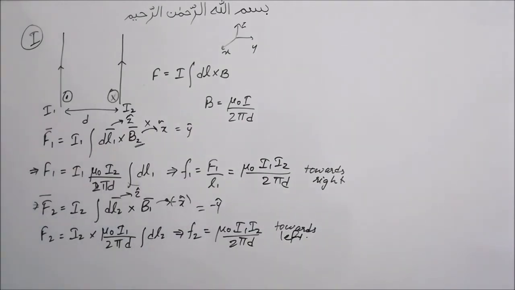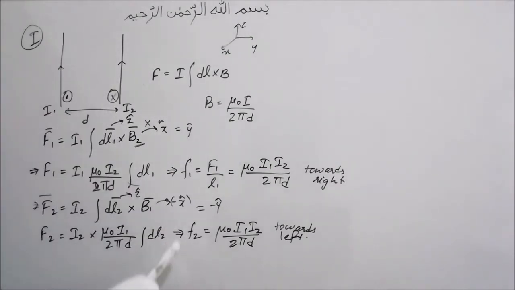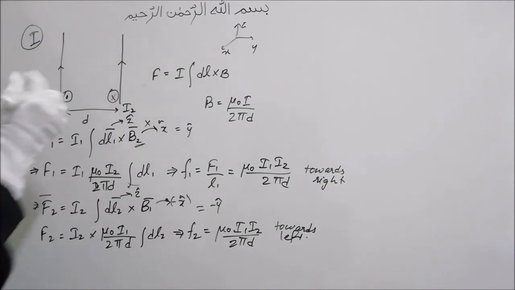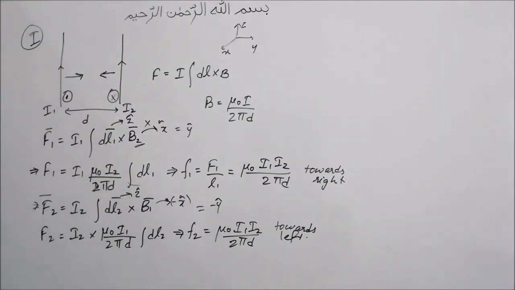One important conclusion we reach here is that if the current in both the wires is in the same direction, the force is attractive. This one is moving here and I2 is moving here. This is attractive.